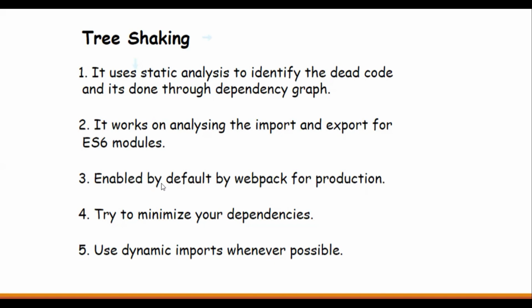Next point: Webpack enables tree shaking by default only for production mode. Then the next point is about how exactly you are managing your dependencies, so try to manage your dependencies in a better way. And the last point: whenever we have a large code base, use dynamic imports whenever possible to keep our initial bundle as small as possible. Now let's move to VS Code and try tree shaking with the help of one small example.